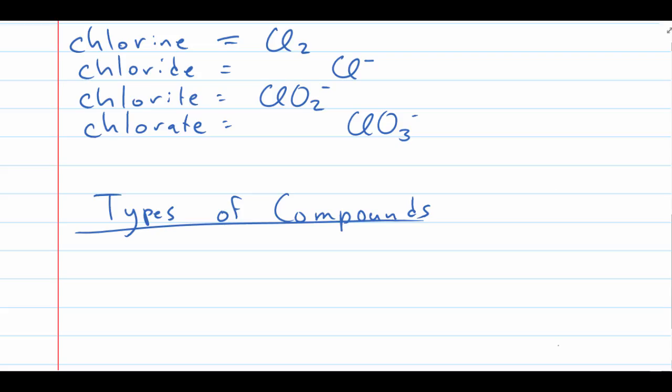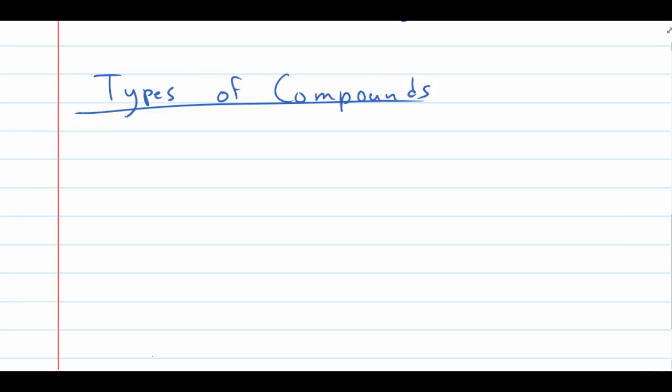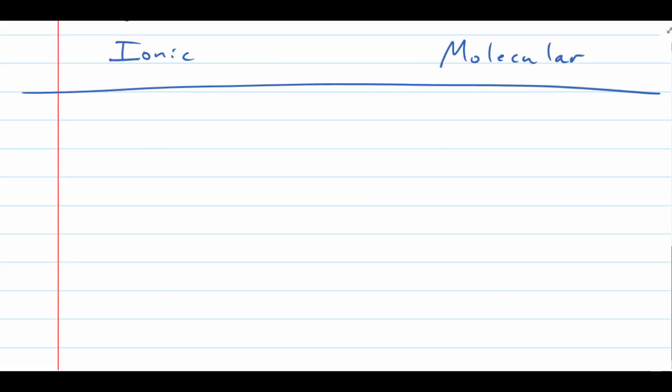For right now, we're going to talk about the types of compounds, and the types of compounds that we'll look at are ionic and molecular. And we're going to make a very quick, small table here that helps us distinguish between these two. First of all, if we have an ionic compound, ionic compounds involve metals bonded to nonmetals.